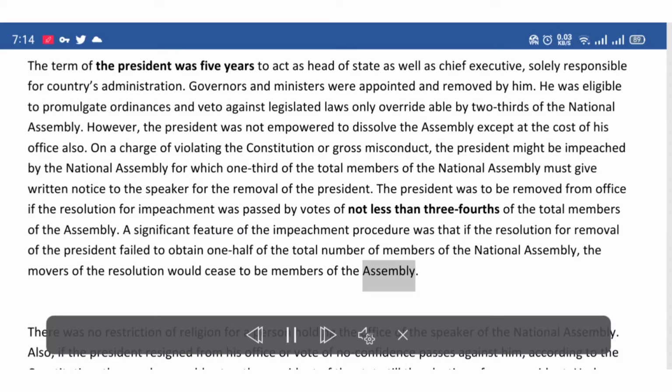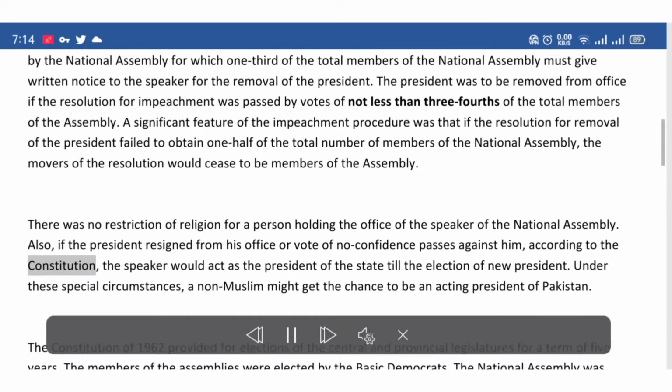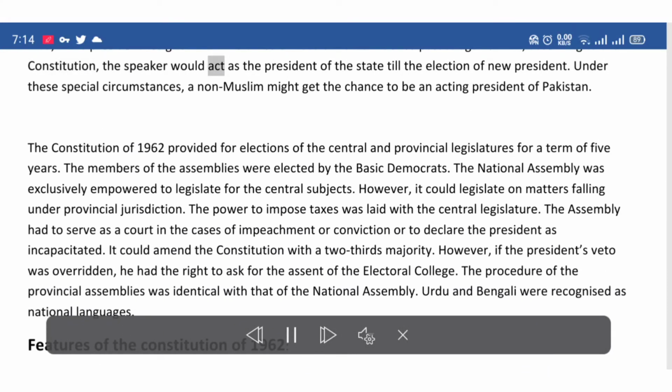There was no restriction of religion for a person holding the office of the Speaker of the National Assembly. Also, if the President resigned from his office or a vote of no confidence passed against him, according to the Constitution, the Speaker would act as the President of the state till the election of a new President. Under these special circumstances, a non-Muslim might get the chance to be an acting President of Pakistan.